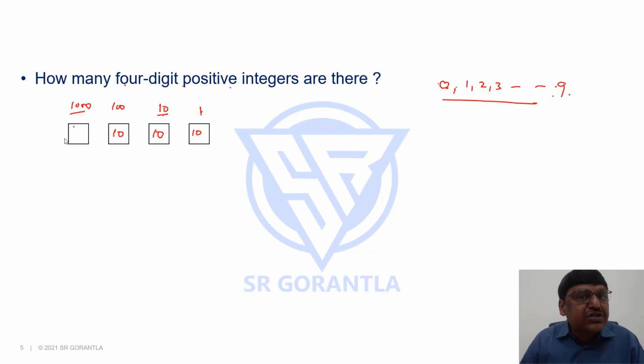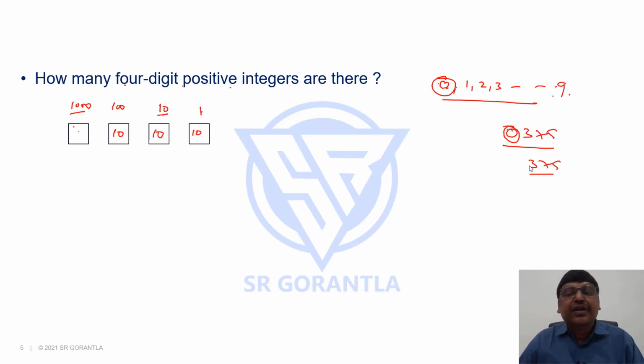But for the leftmost digit, we cannot fill it with 0, because if the leftmost digit is 0, suppose I have 0375, can we call it a 4-digit number? No, because this leftmost digit 0 means this is nothing but 375. It is only a 3-digit number. So if you have to call this a 4-digit number, the leftmost digit cannot be 0.